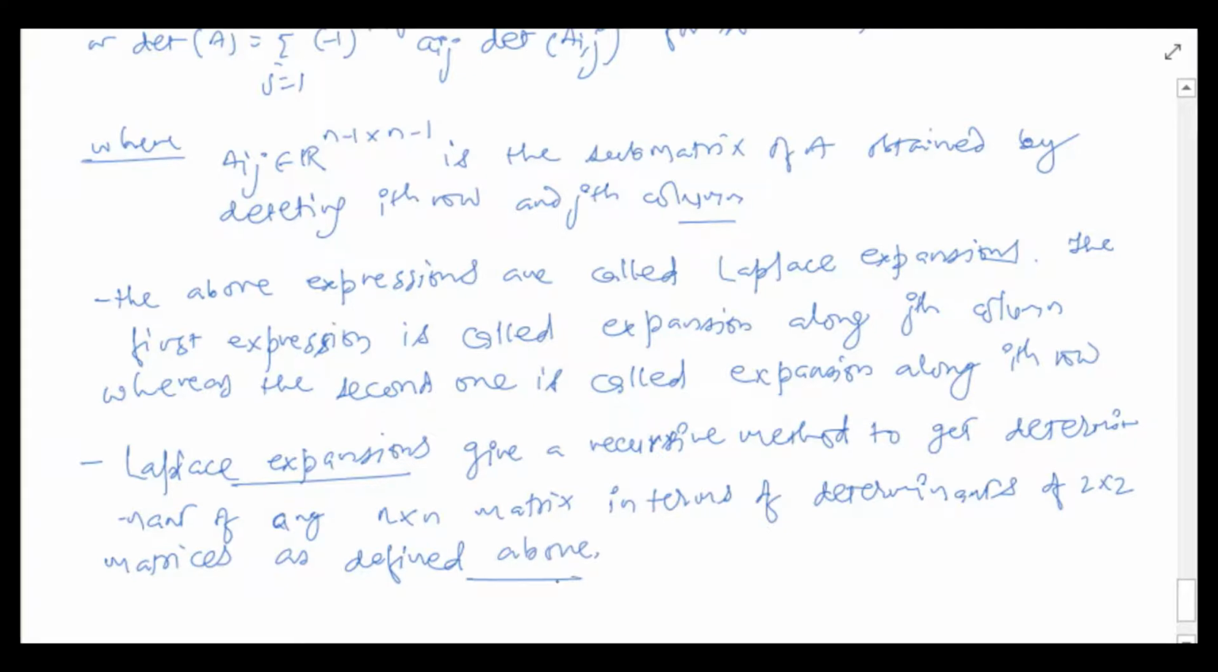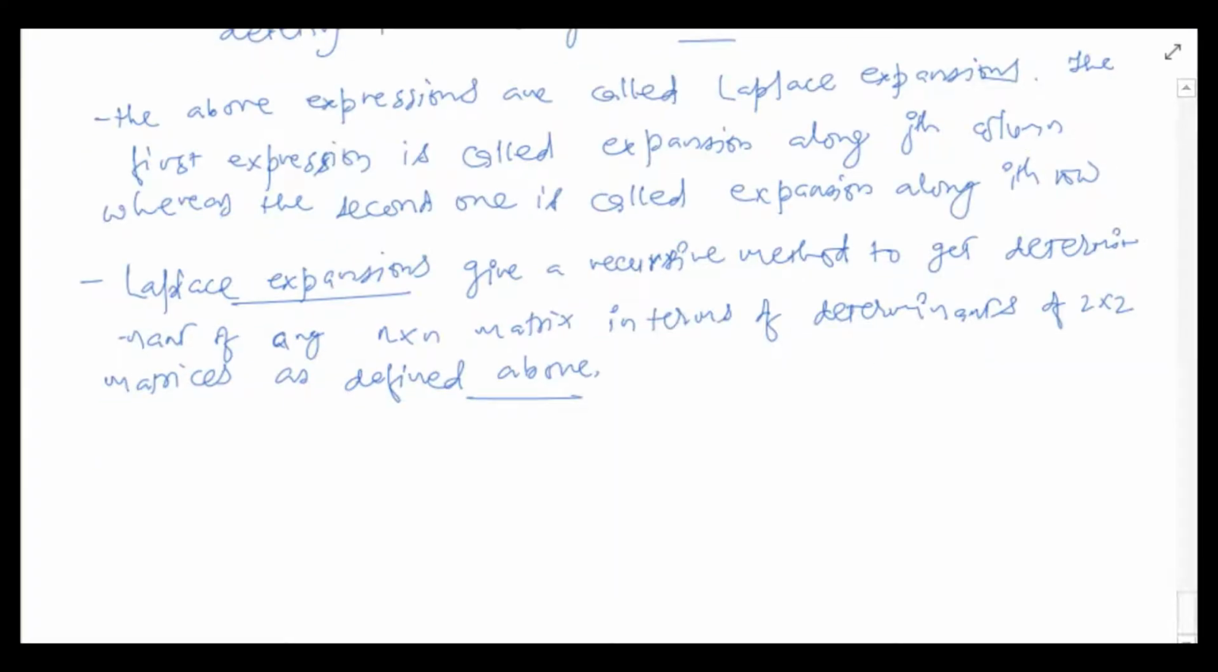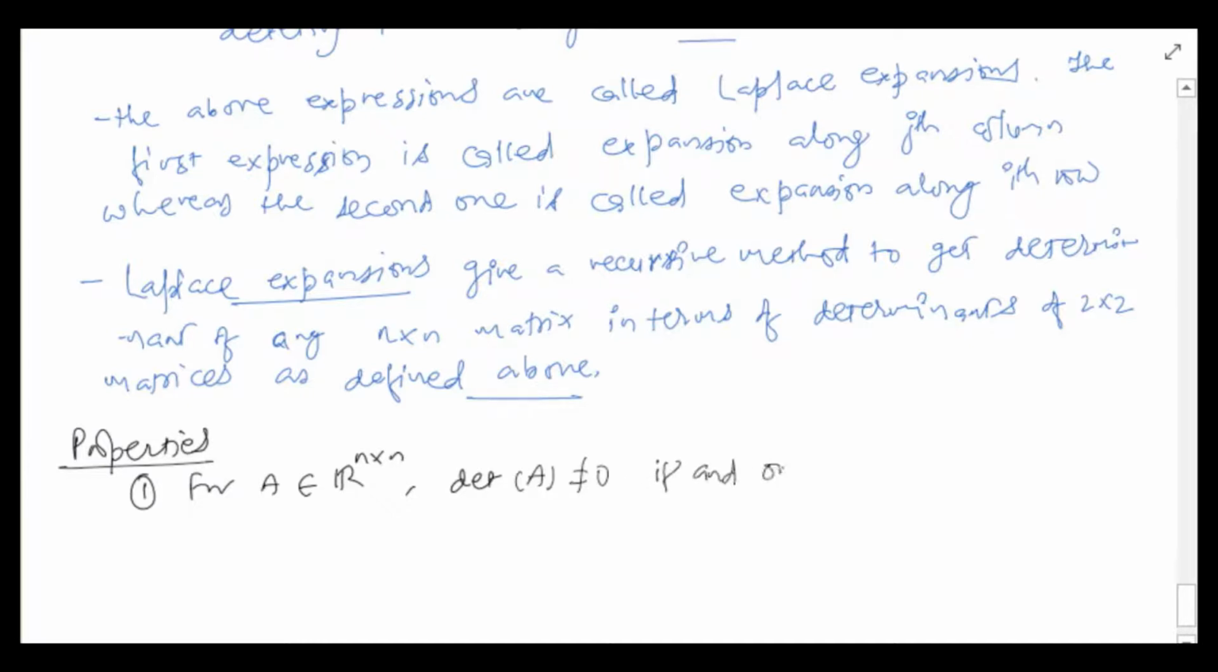We will now see a few properties of determinants. The first property is, for any square matrix, its determinant is non-zero if and only if the matrix is invertible.